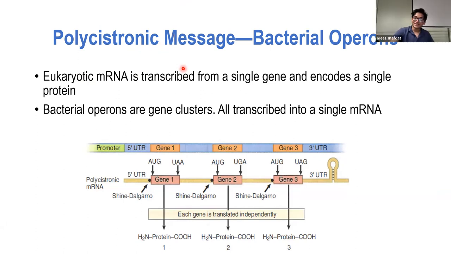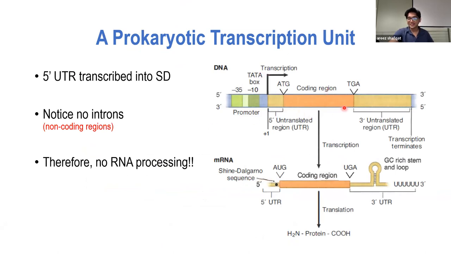All right, so if you look at this, this is the bacterial DNA. It contains a promoter with a TATA box and a CAAT box. It contains a 5' UTR. It contains a coding region. Basically, the genes would contain information for proteins, and then it contains the 3' UTR.